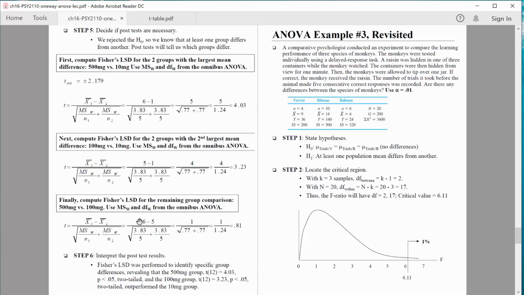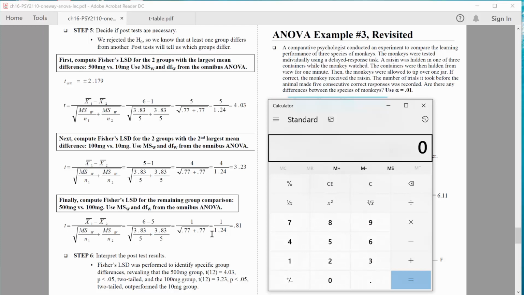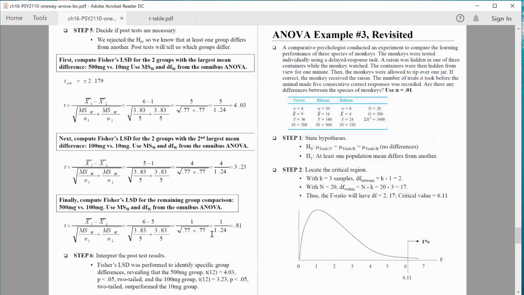We are looking at the difference between a mean of 6 and a mean of 5, so our numerator, of course, equals 1. Remember, our denominator is the same because it has the same values that we used in the other two comparisons. So we're taking 1 and dividing by 1.24. Let's do that math real quickly. 1 divided by 1.24 equals 0.81. So of course that's a relatively small t-value.